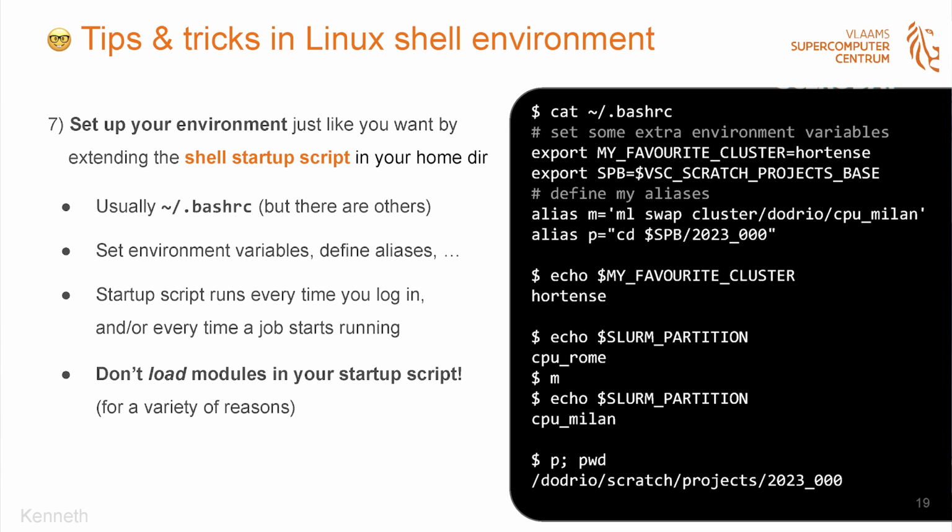Now, in the case of an echo, it's pretty stupid, but imagine you're running on the Milan partition of Hortense all the time, right? Then you're probably used to typing a command like this, module swap cluster/doduo, oh boy, that takes too long. You define an m alias for that, you hit m, and it switches to the CPU partition of doduo. So that's very useful. You can do more complex stuff as well with functions and so on.